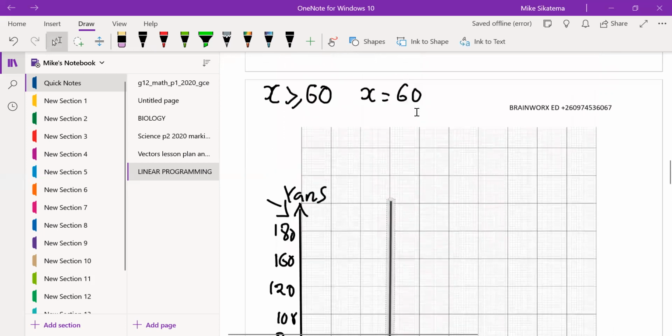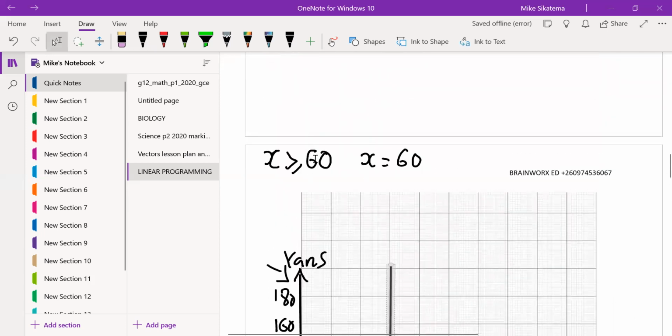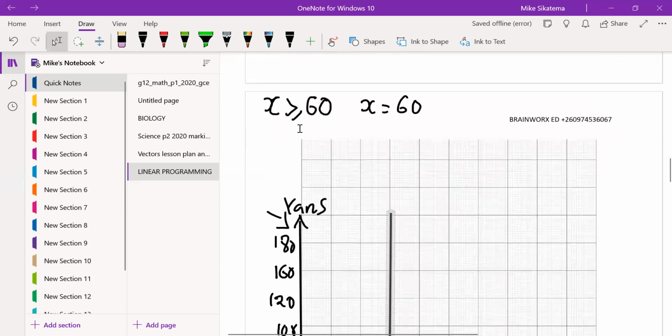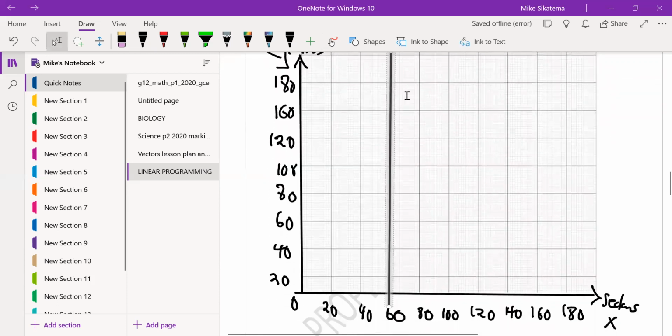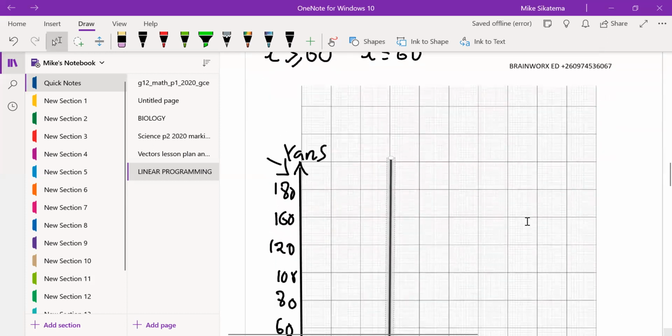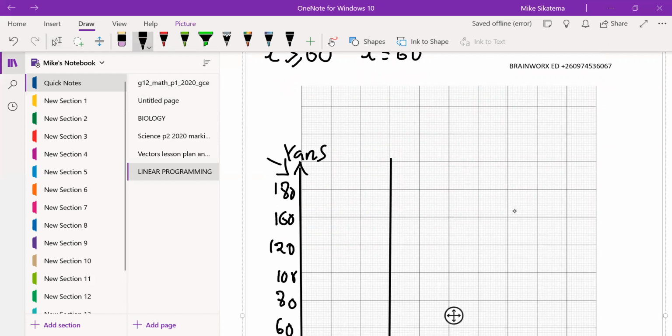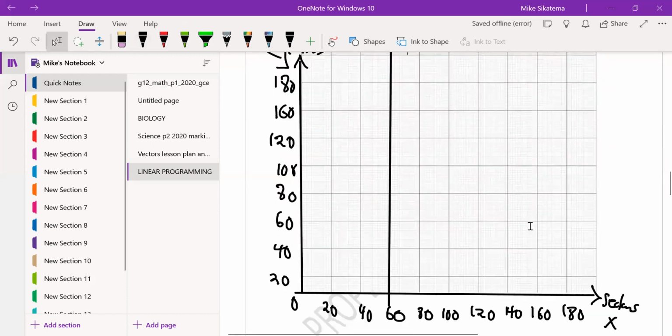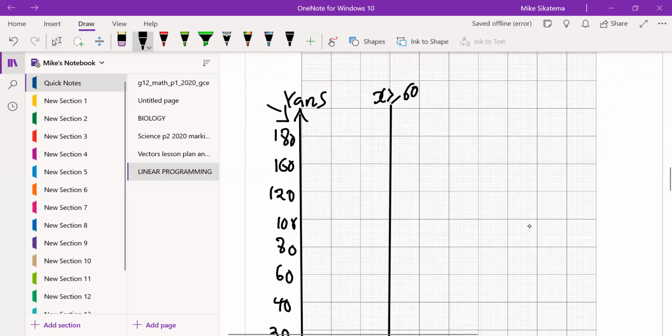So that's the line x is equal to 60, but where is the solution set, ladies and gentlemen? X is greater or equal to 60, so the solution set is this region here. So what we're going to do, we're going to shade the unwanted region because x is equal to 60 is there. Greater than 60 is the other side to my right. So we shade the unwanted regions. The inequality says x is greater or equal to 60. The region that we are going to shade, the unwanted region, is this side.